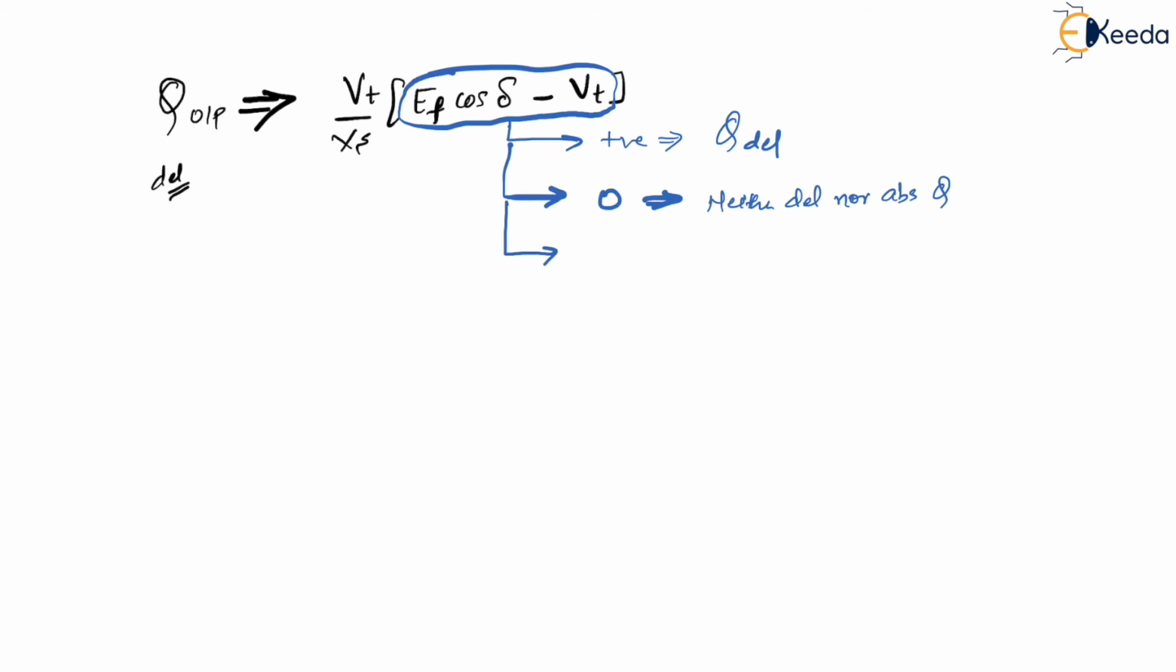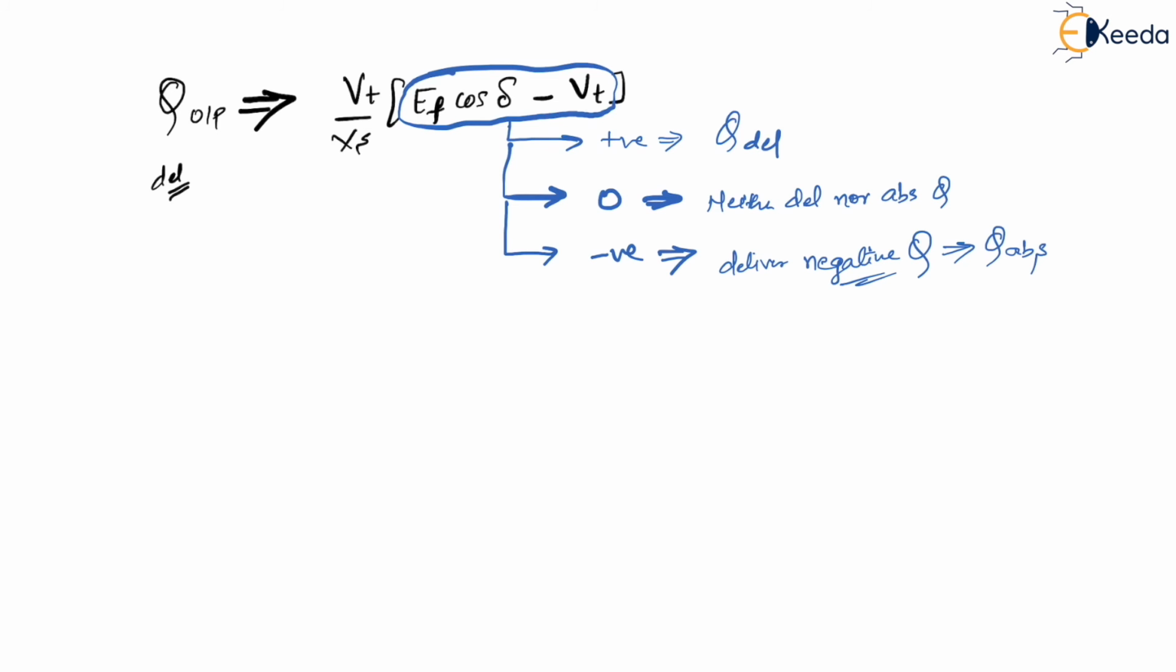Next is the third case. What if Ef cos delta minus Vt is negative? If it is negative, it means it is delivering negative reactive power, delivers negative Q. Can I say that if it is delivering negative Q, it is absorbing Q? Yes, I can say that it is absorbing Q. These are the three cases we see.